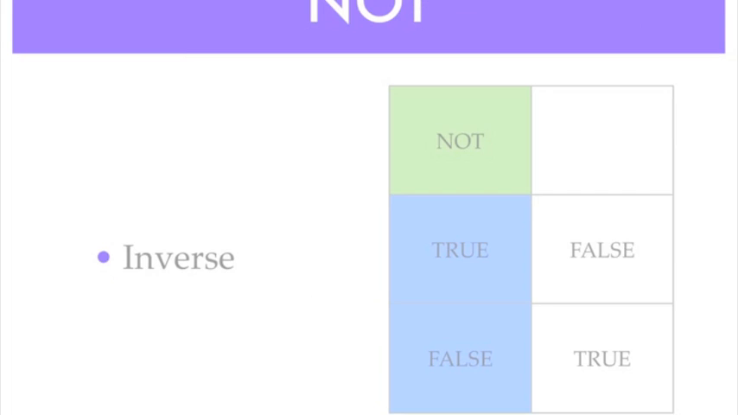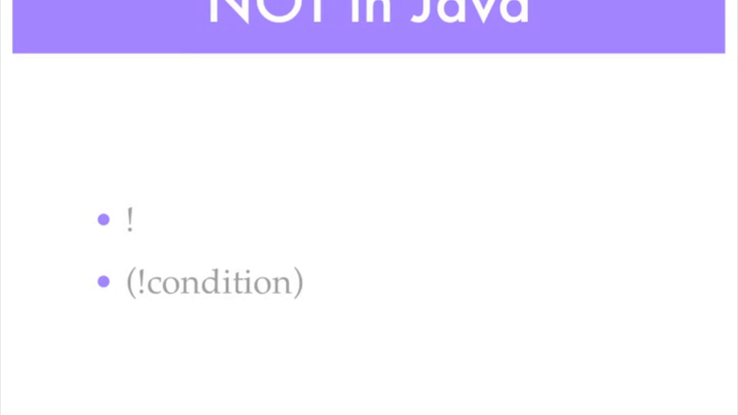My not inverts a condition. So a condition that is true becomes false, one that's false becomes true. And the not is symbolized by the exclamation point. And I put that exclamation point in front of the condition, and it inverts that condition.